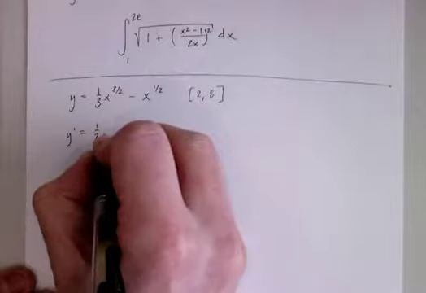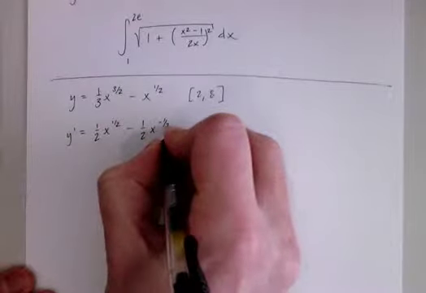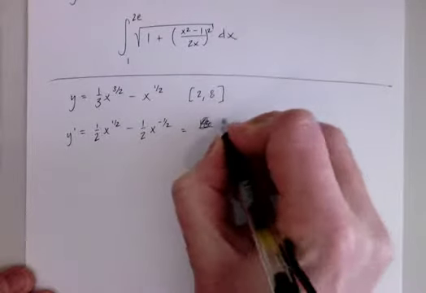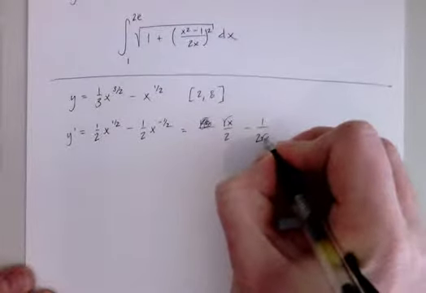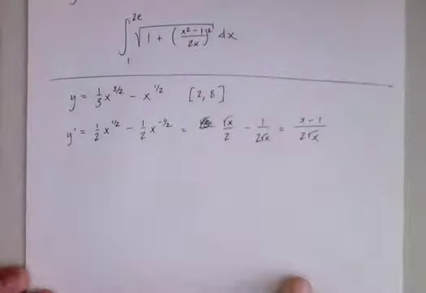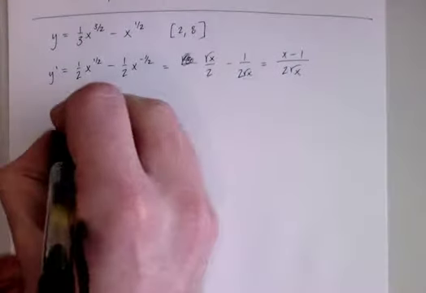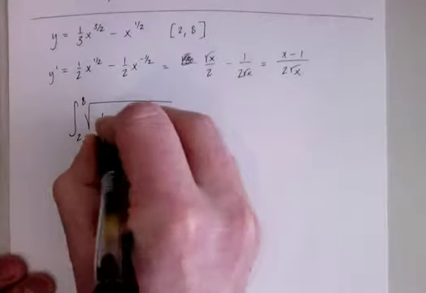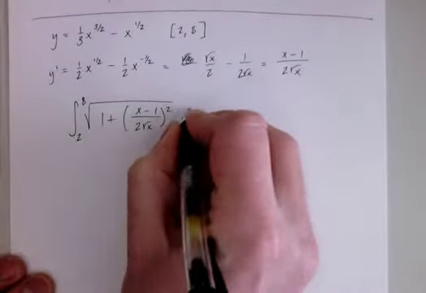Winds up being 1/2 x to the 1/2 minus 1/2 x to the negative 1/2. And all of a sudden this is looking a whole lot like the last one, right? And so we wind up getting x minus 1 over 2 root x. See the similarity? That's kind of neat. But from here, it really just winds up being the same thing in terms of just setting up the integral. 1 plus x minus 1 over 2 root x squared dx.